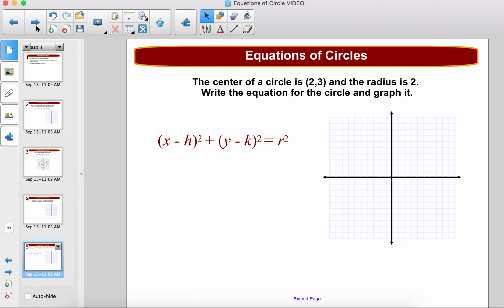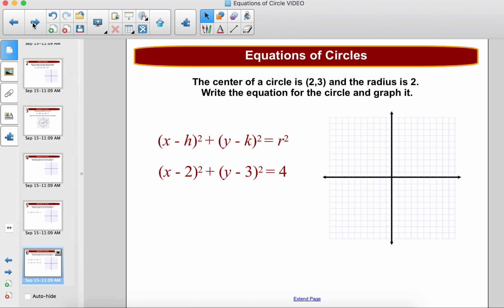So here is our general formula. If you don't need to write it down, that's perfectly acceptable. I wanted it here so we can plug it in. Remember, this is (h, k) up here. x and y are x and y. Those don't change. So we're going to go x minus, well, the first thing is 2. The second thing is 3, so we're going to go y minus 3. And then the radius is 2, so we're going to put 2 in for r.